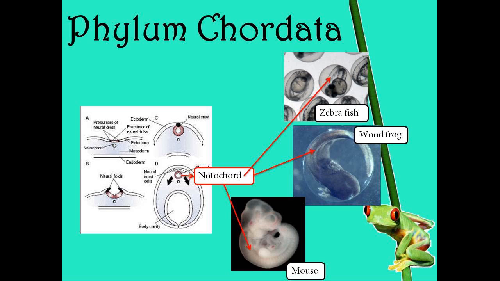So this picture of a zebrafish, you can see the notochord in there. This wood frog is not a tadpole yet, it's still inside the egg, and you can see the notochord in there. And then the mouse. This is a very, very young mouse, and you can see the notochord in there. So all the animals we talk about from here on out are in the phylum Chordata, and they all have a notochord.